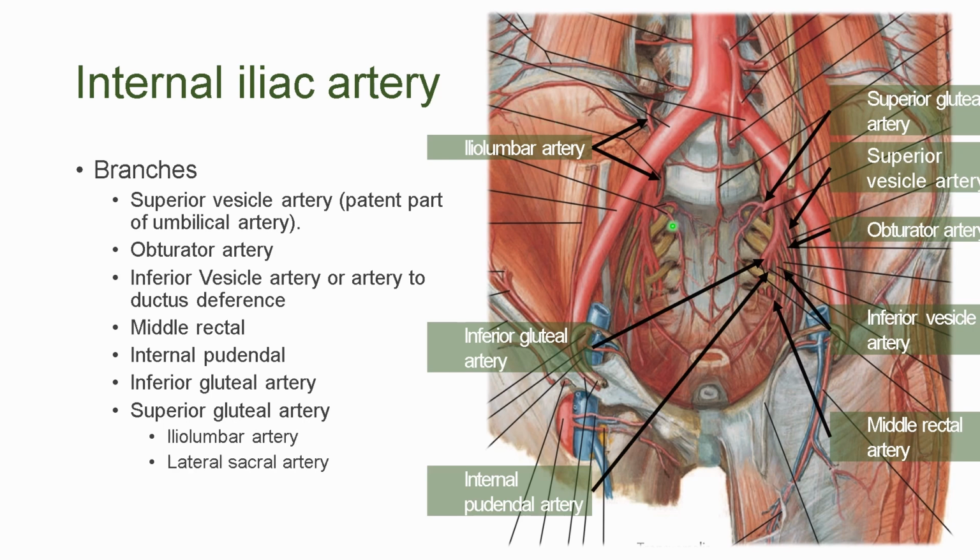The lateral sacral artery supplies the sacrum laterally. These are the branches called the lateral sacral artery, and they supply the sacrum laterally. This is the sacrum, a bone of the vertebral column.